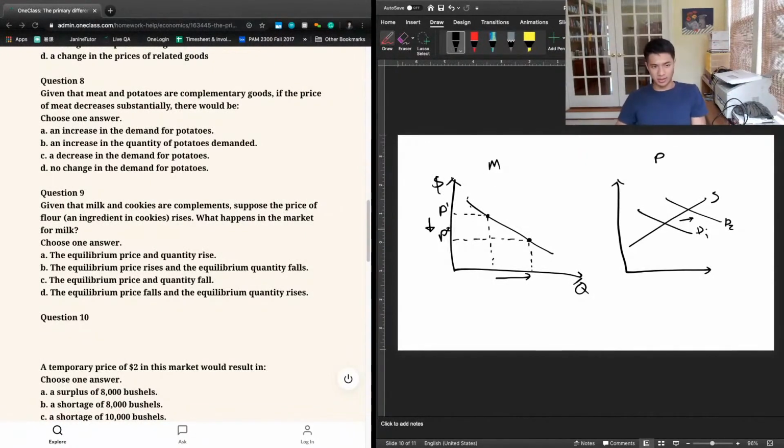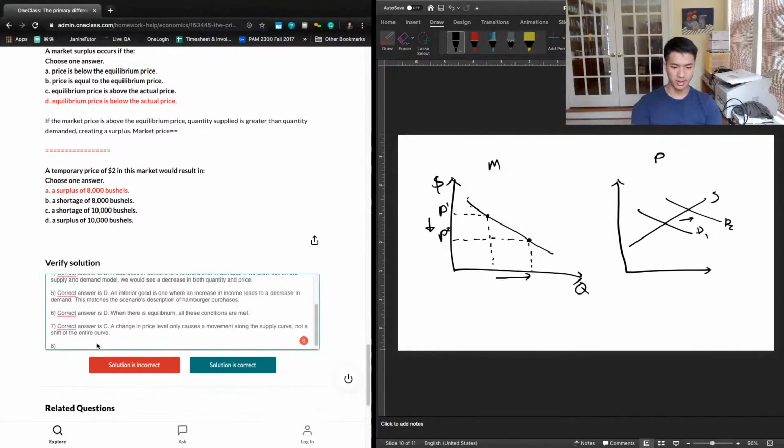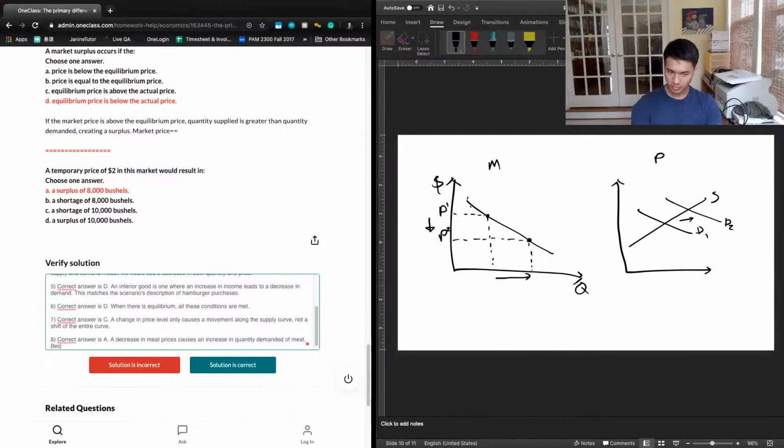So A seems to be the best answer here: the price of meat decreases substantially, there would be an increase in the demand for potatoes. Let's take a look at what the previous tutor said. They didn't answer those questions, so we're going to say the correct answer is A. A decrease in meat prices causes an increase in quantity demanded of meat, and because meat and potatoes are complements, the demand for potatoes would shift right.